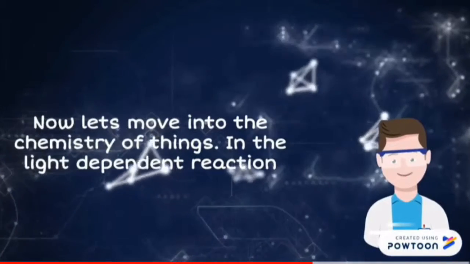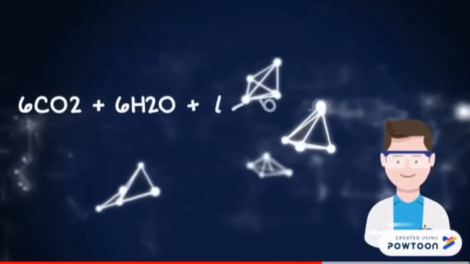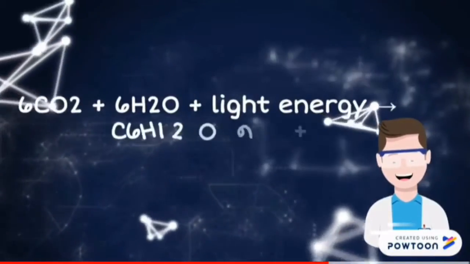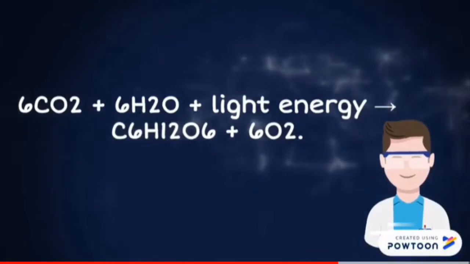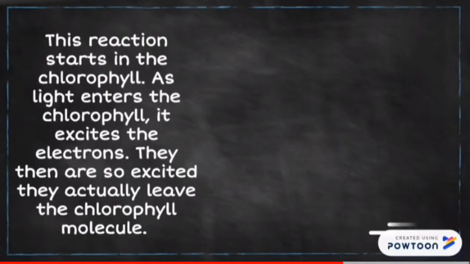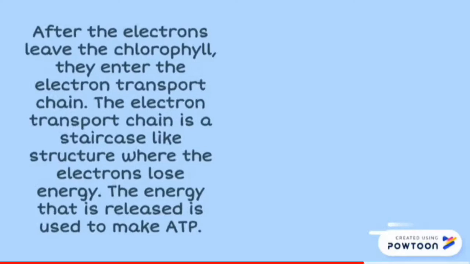Now let's move into the chemistry of things. In the light-dependent reaction, 6 CO2 plus 6 H2O plus light energy yields C6H12O6, glucose, and 6 O2. This reaction starts in the chlorophyll. As light enters the chlorophyll, it excites the electrons. They then are so excited they actually leave the chlorophyll molecule.